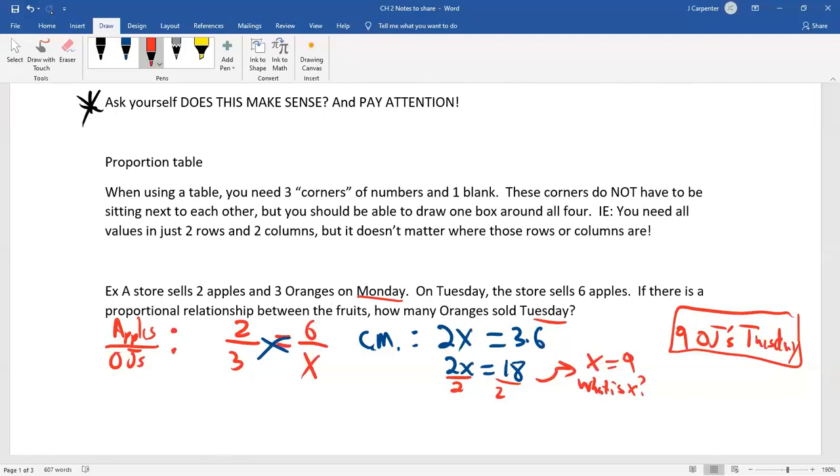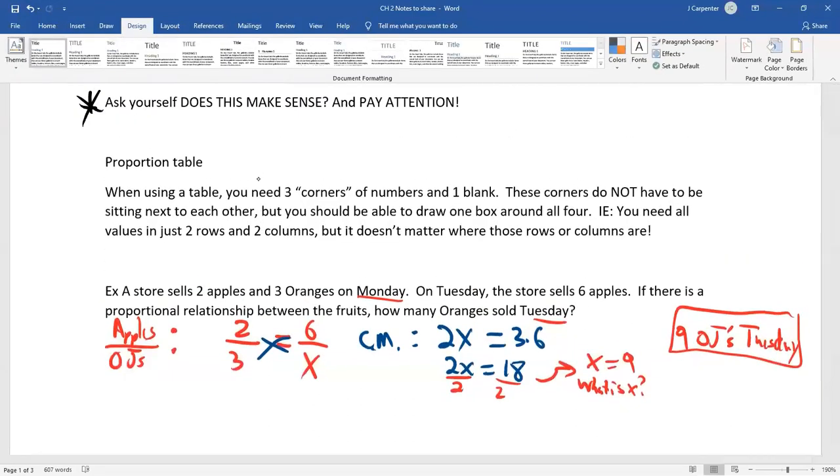Well, Monday, it was 2 apples and 3 oranges. If this is a proportional relationship, that means if the apples increase, so should the oranges, and they should be increasing in a similar manner. Now, I haven't described what that similar manner is yet, but we will shortly, probably today, maybe next class, but I'll tell you the specifics sooner than later. So 2 apples went up to 6 apples, so the apples went up. 3 oranges went to 9 oranges, they went up. So as far as we know for now, that makes sense that they're a proportion.